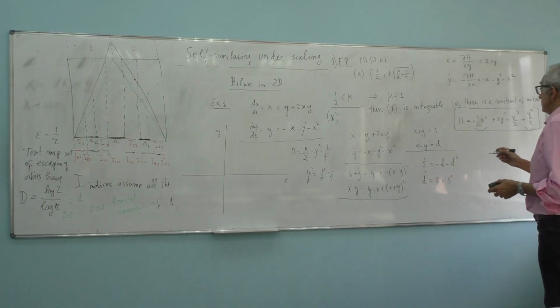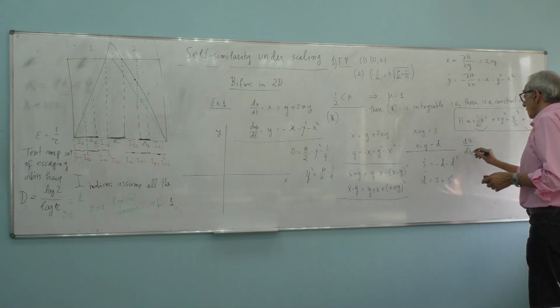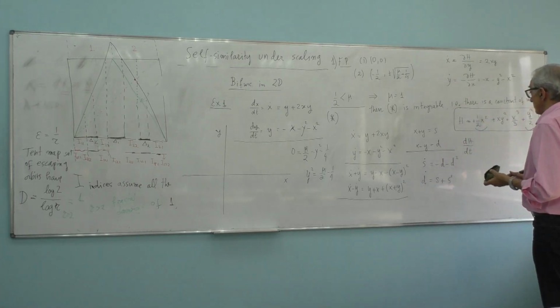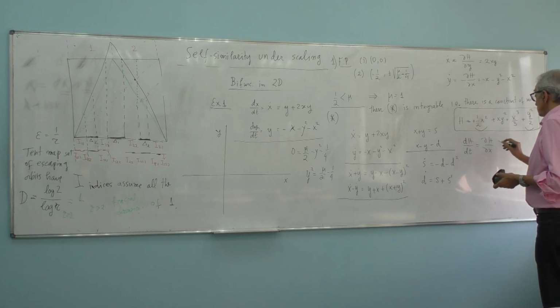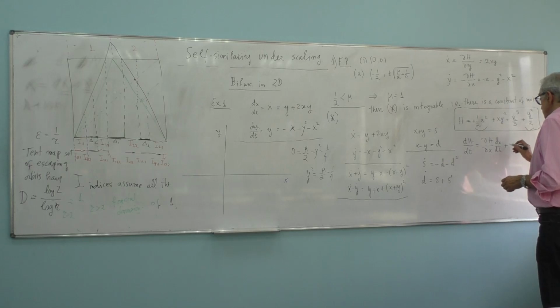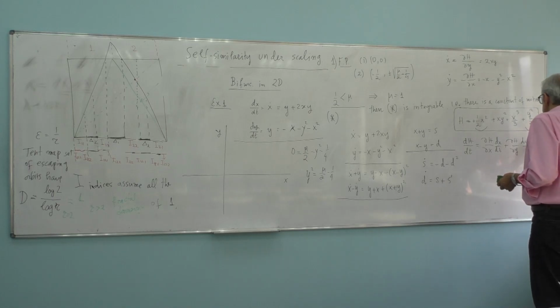Why is that? Because if I differentiate, dh dt, now we learned this is called a Hamiltonian, and maybe you have heard this in your other lectures. dh dt is of course equal to the partial of h with respect to x, times dx dt, plus partial of h with respect to y, times dy dt.